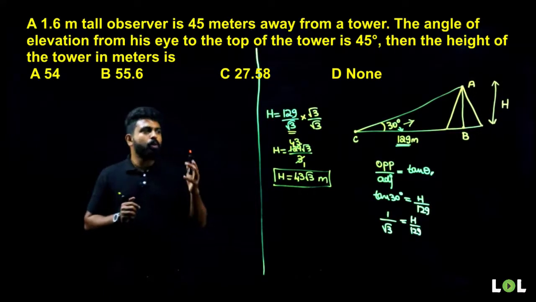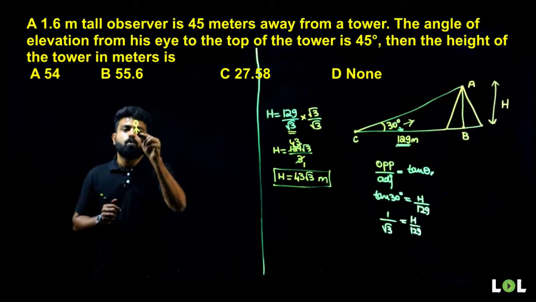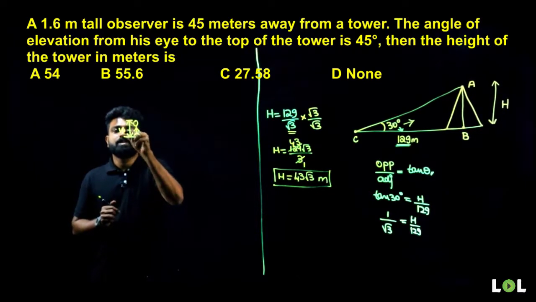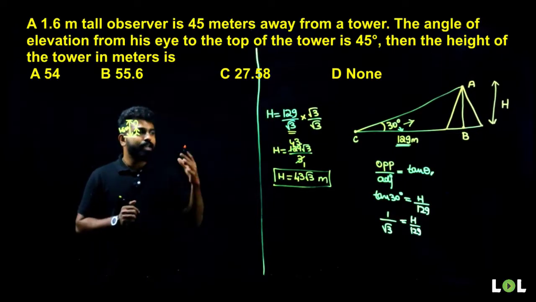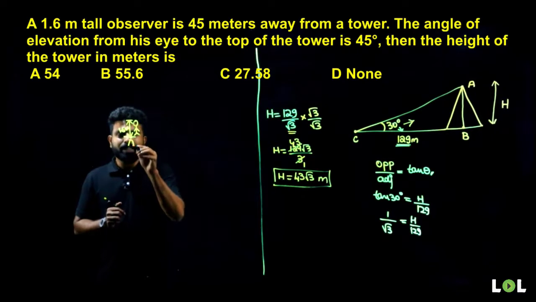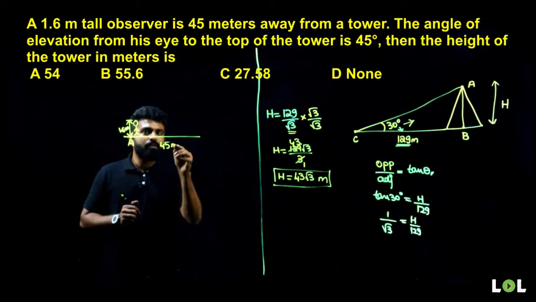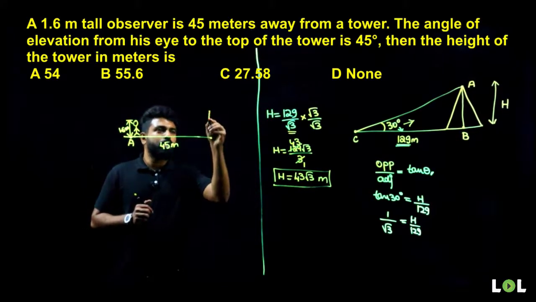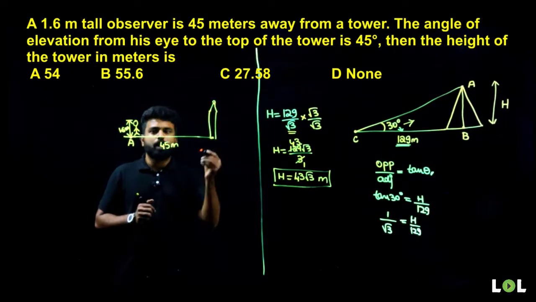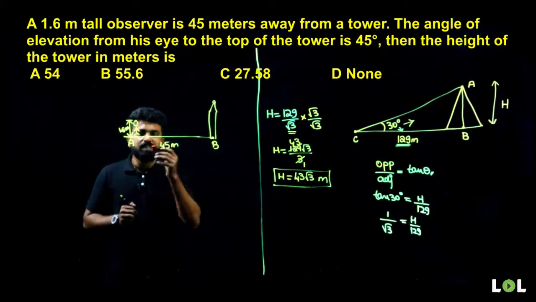So they're talking about a 1.6 meter tall observer. There is a man who is 1.6 meters tall, so his height here is 1.6 meters. He is 45 meters away from the tower. I'll consider this point as A, and he is 45 meters away from the tower. So I'll consider one tower here, and I'll consider this point as B. The distance between A and B is 45 meters.